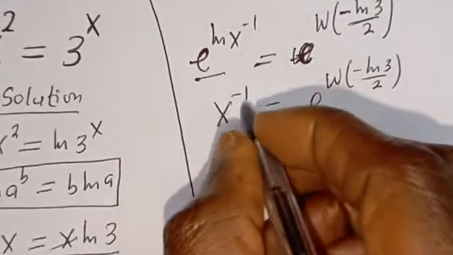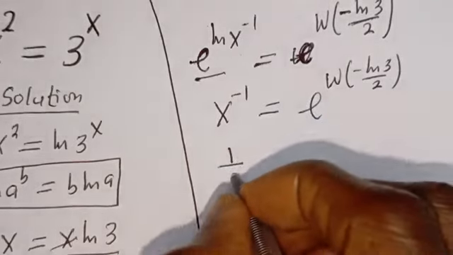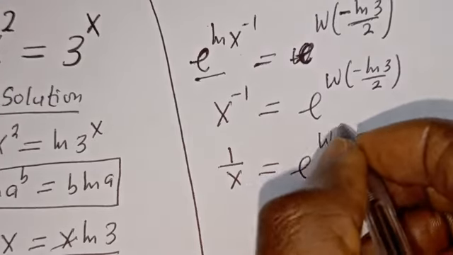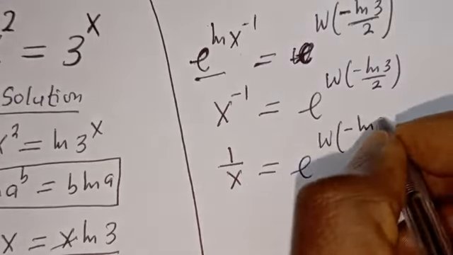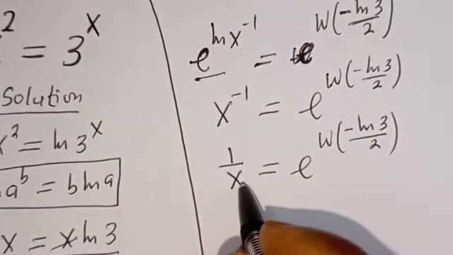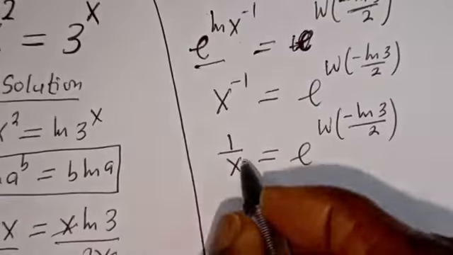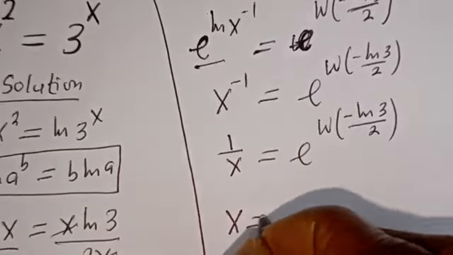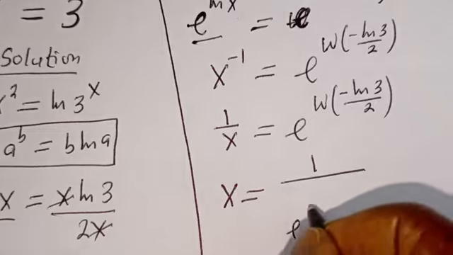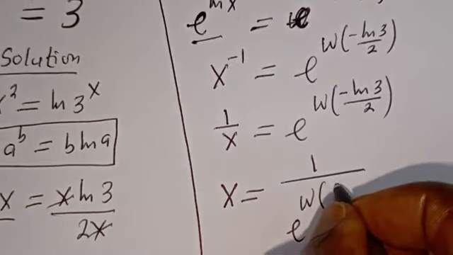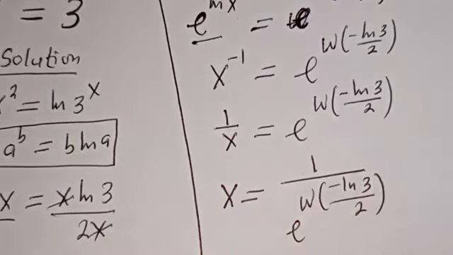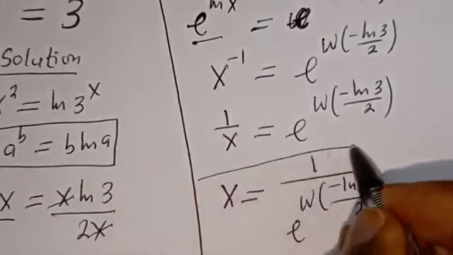Now, x to the power of minus 1 is 1 divided by x, which is equal to e to the power of W bracket minus ln of 3 divided by 2. And we are looking for the value of x. We need to get the reciprocal of this. So x is equal to 1 divided by e to the power of W bracket minus ln of 3 divided by 2. And this is the final answer.